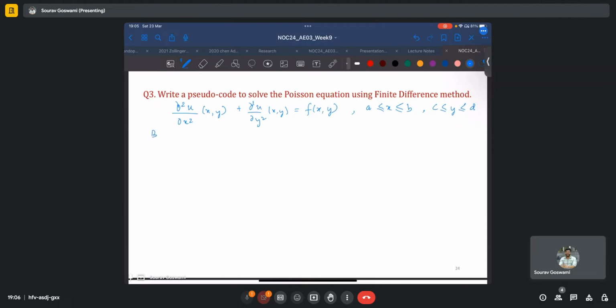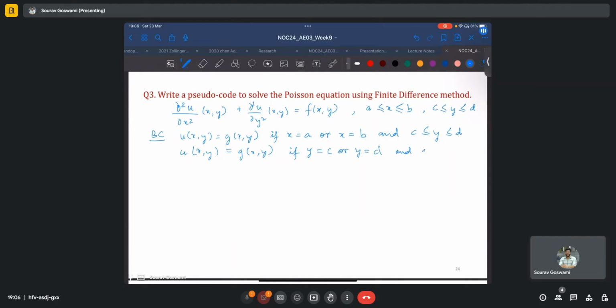The boundary conditions are prescribed in this form. U at x,y is some function of x,y if x equals a or x equals b and y is lying within the domain, and u at x,y is equal to g of x,y if y is equal to c or y equals d, that is at the boundaries of this rectangular domain, and x lies within the domain.